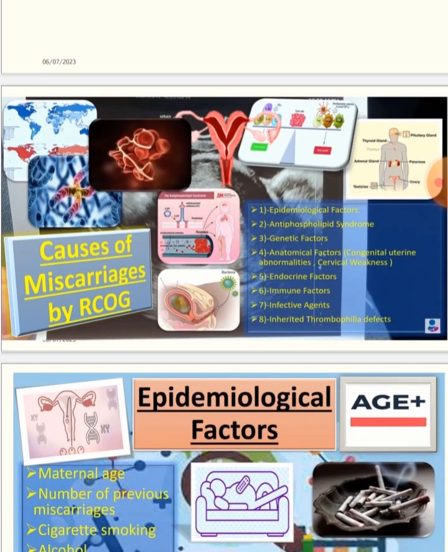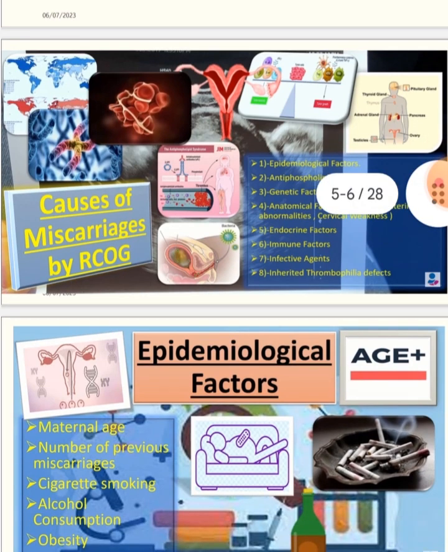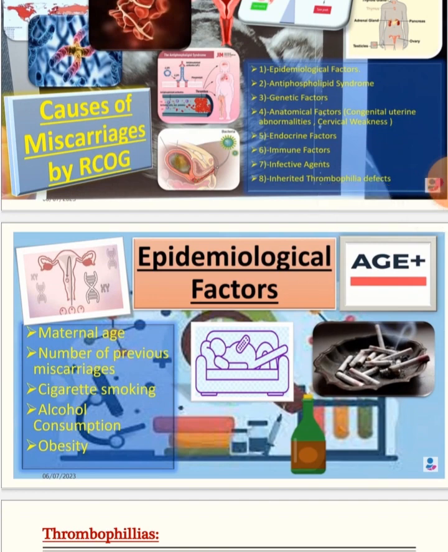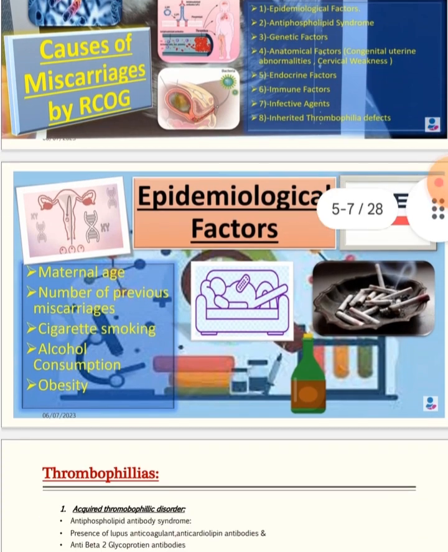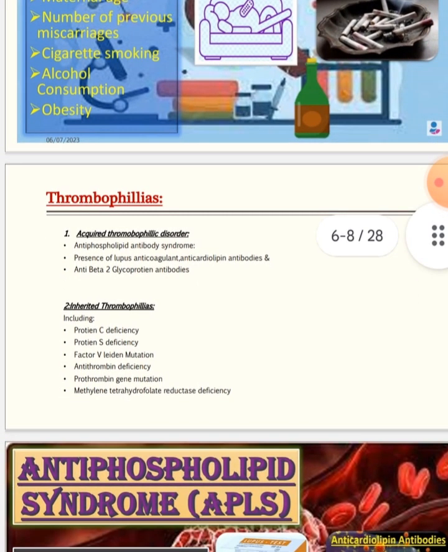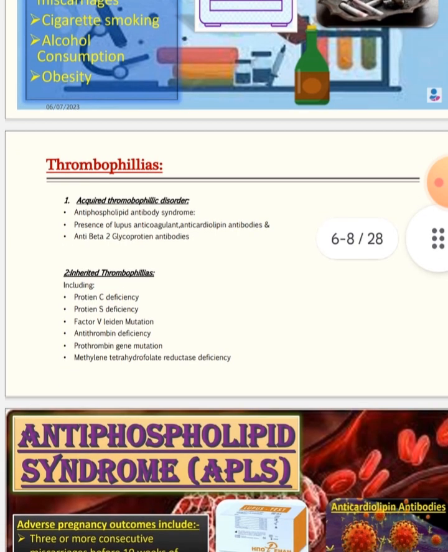What are the epidemiological factors that affect pregnancy and cause miscarriage? They include maternal age, number of previous miscarriages, cigarette smoking, alcohol consumption, and obesity. Thrombophilia: acquired thrombophilic disorders include antiphospholipid syndrome, presence of lupus anticoagulant, anticardiolipin antibodies, and anti-beta 2 glycoprotein antibodies. Inherited thrombophilia includes protein C deficiency, protein S deficiency, factor V Leiden mutation, antithrombin deficiency, prothrombin gene mutation, and methylenetetrahydrofolate reductase deficiency.